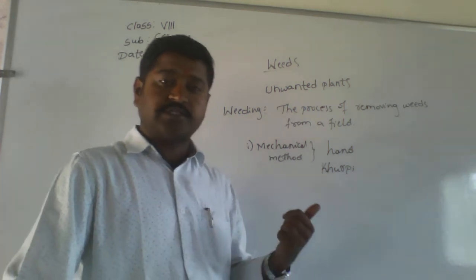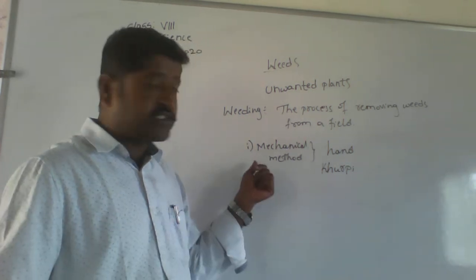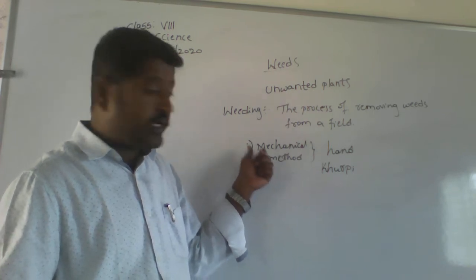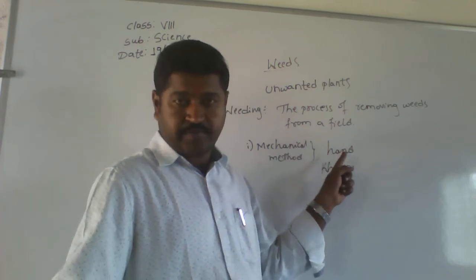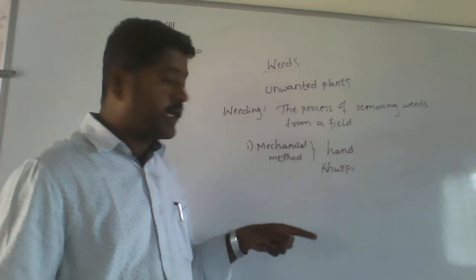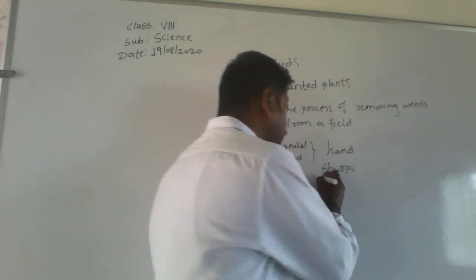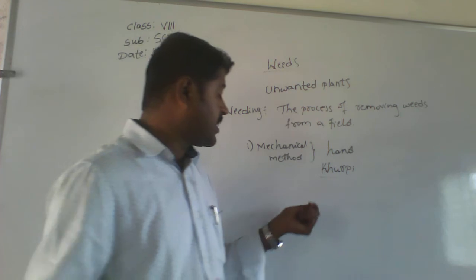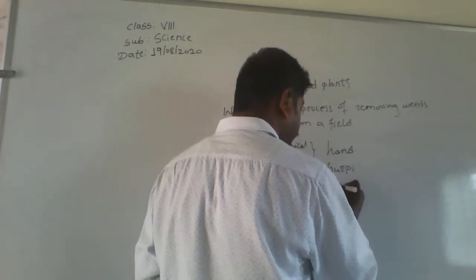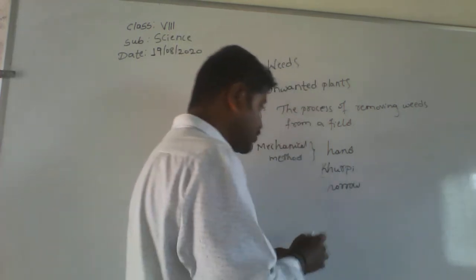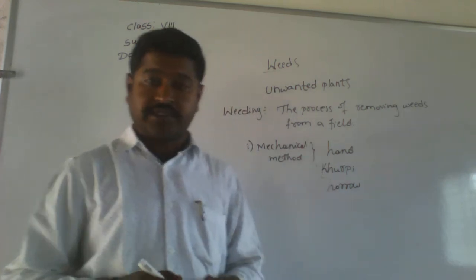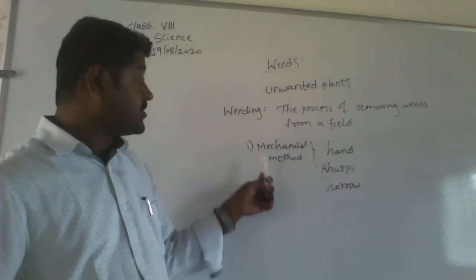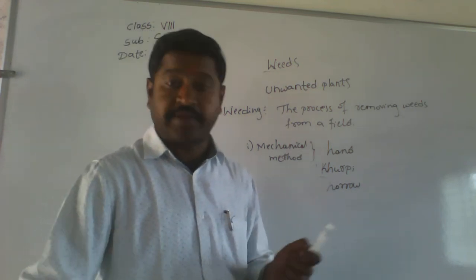So removing weeds is of three types. The first one is the mechanical method. Here we remove the weeds by hand or by using implements like a khurpi. Is this clear? The other word for khurpi is a harrow. So these two implements are used to remove weeds apart from our hands. That is why this is called the mechanical method.